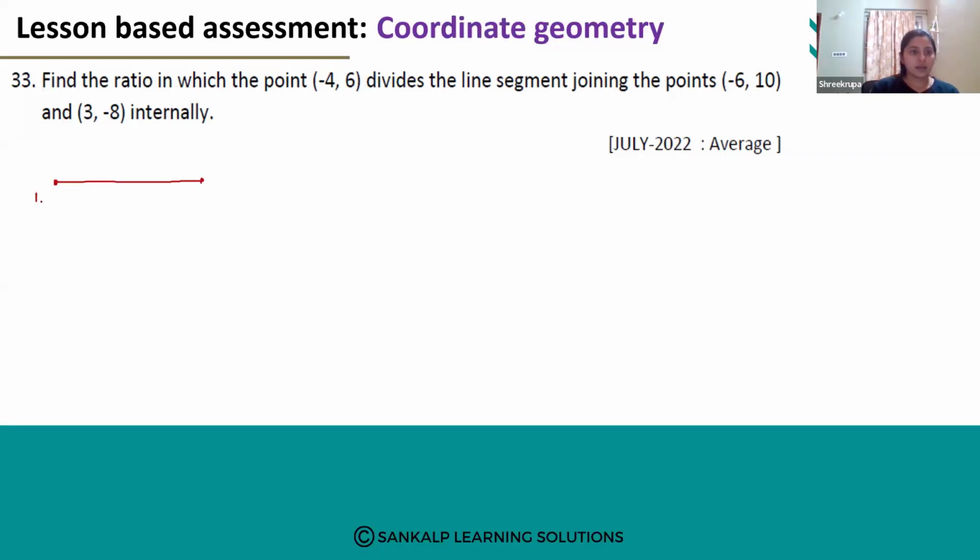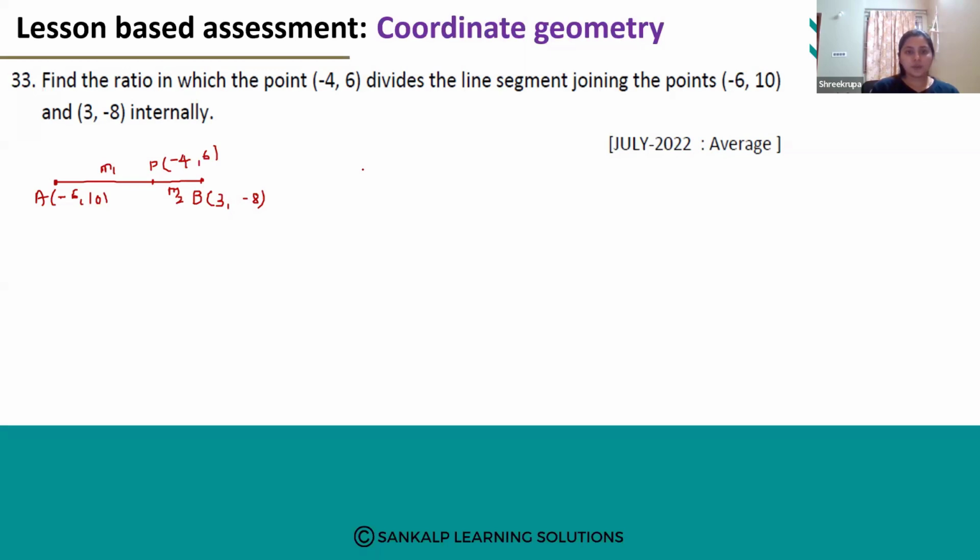let's say A is our first point, (-6, 10), and B is the second point, (3, -8). And there is a point in between these two, let's take it as point P, (-4, 6), which is dividing this line segment. But we have to identify the ratio here. The ratio in which this point P is dividing this line segment, that we have to find out.